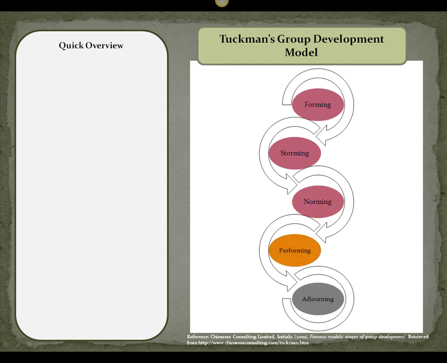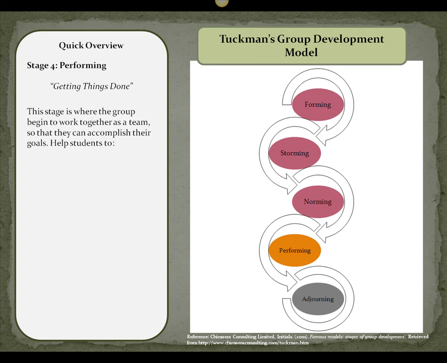Once a group or a pair has made it through the norming stage, they can make it to the performing stage. And this is where they get things done. In this case, with a roommate pair, it's literally just getting the job of living their lives done. It's the stage where a group works together as a team so they can accomplish their goals, academic goals, social goals, those sorts of things.